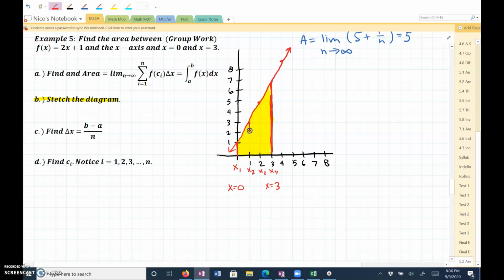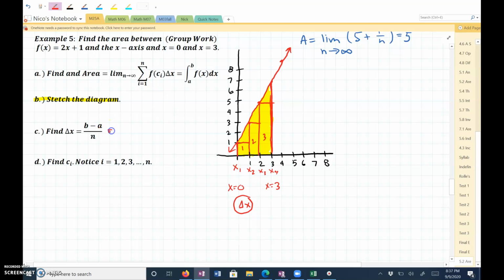So if I did lower sums, we would have 1, 2, 3 rectangles. We added up those 3 rectangles there. That area would be less than the actual area. If we continue to make the width of these rectangles, which is delta x, smaller and smaller, which we can do as n goes to infinity, then we find the exact area.